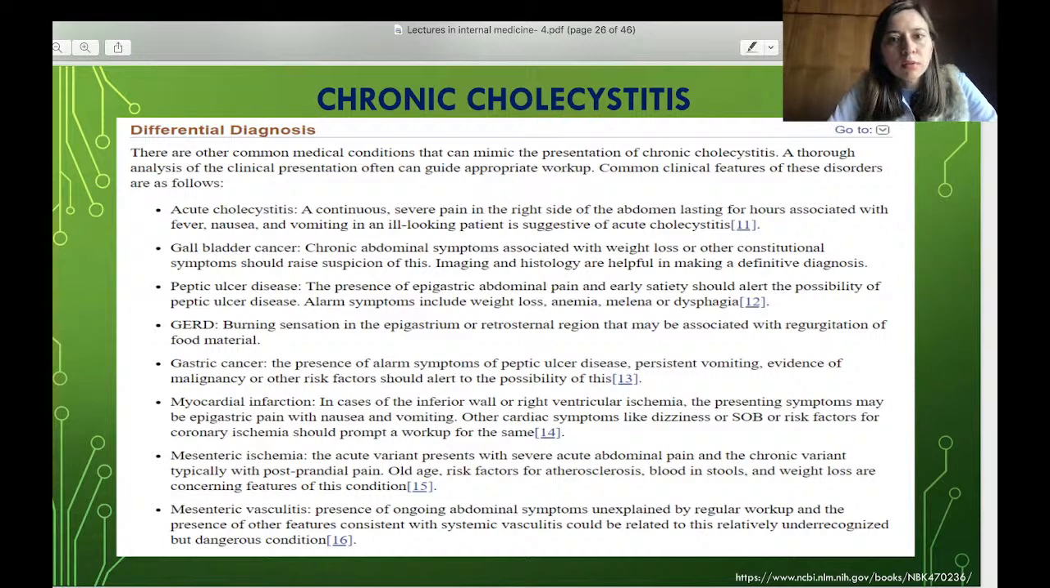gallbladder cancer, peptic ulcer disease, gastroesophageal reflux disease, gastric cancer, myocardial infarction, mesenteric ischemia, and mesenteric vasculitis.